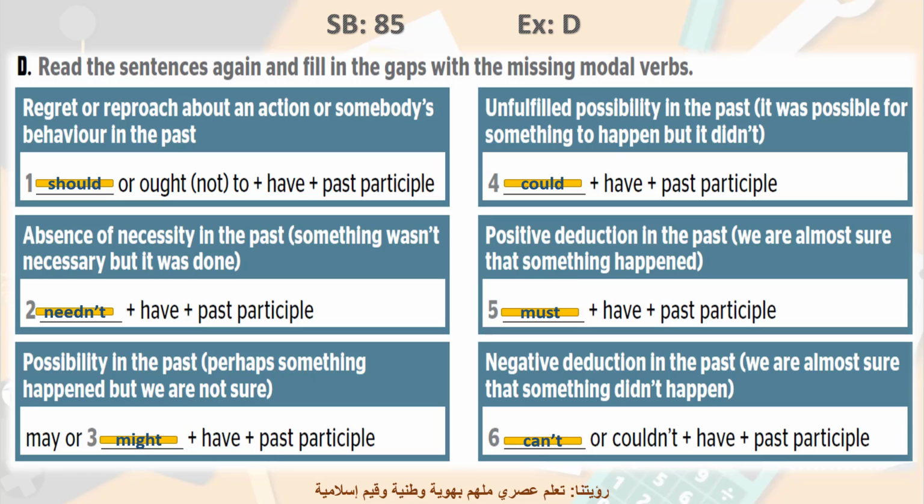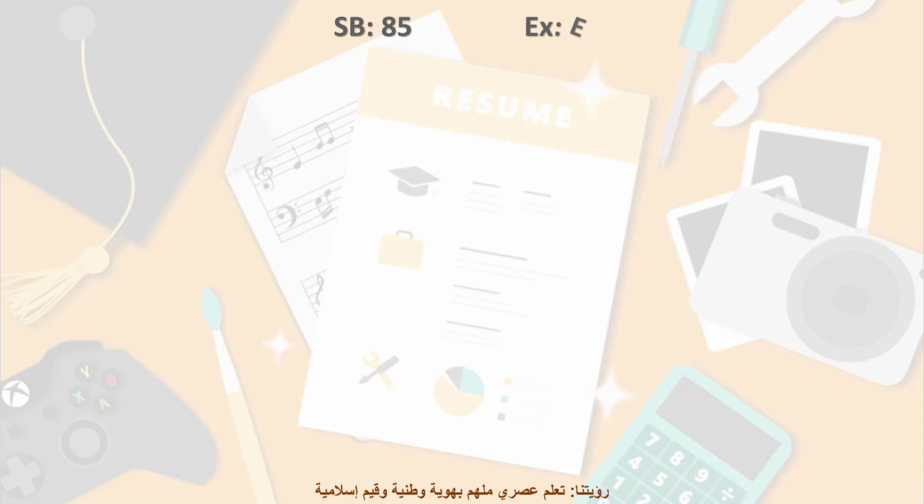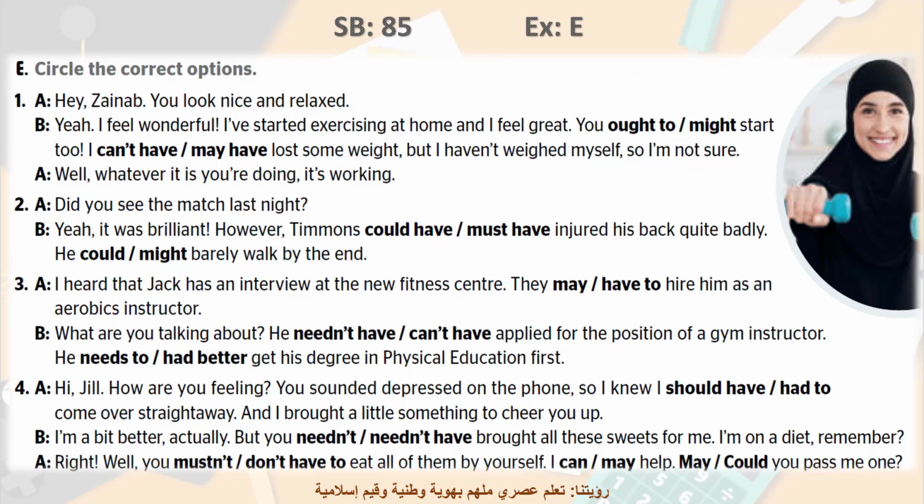Now it's time for practice with exercise A on your student books page 85. Yes, here. Exercise A, circle the correct options. We have here 4 sentences with so many choices to choose from. Now it's your turn to practice what we have learned already in this video, and please pause the video, do the exercise, and then play it back to get the answers.